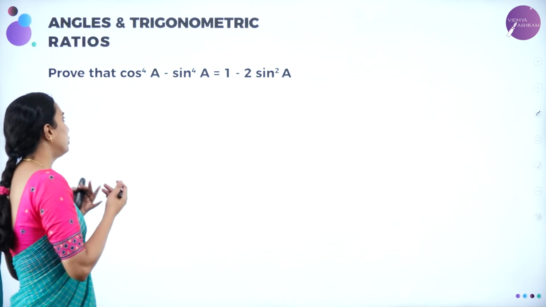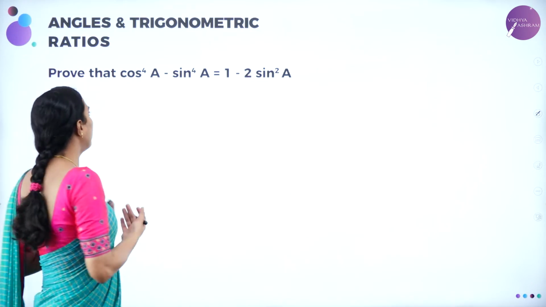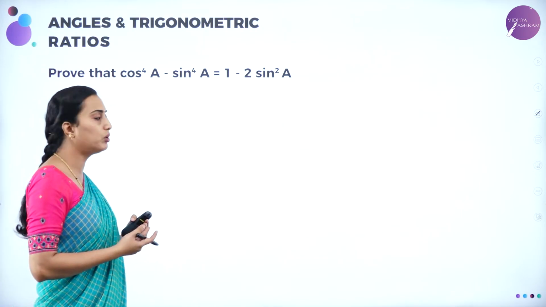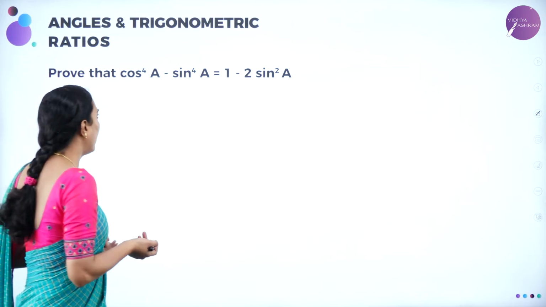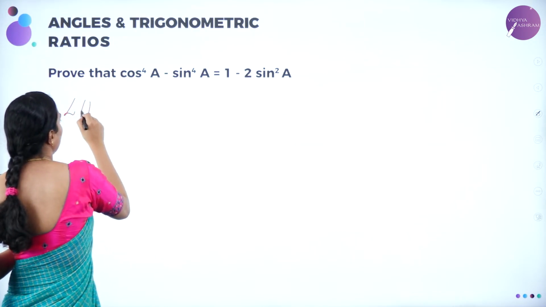Okay, dears, what they've asked you is to prove that cos to the power of 4A minus sin to the power of 4A is equal to 1 minus 2 sin squared A. I am going to write the left hand side like this, dears.